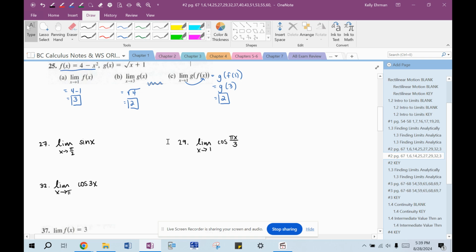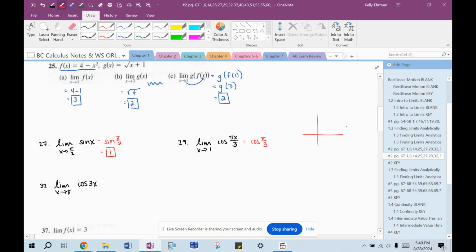All right, then we're finding some limits for the next section. So direct substitution, what's the sine of pi over 2? Remember, sine around the unit circle is the y value around the unit circle. We're at the top of the circle here, so that's 1. What about cosine? This is cosine of pi over 3, pi times 1 over 3.